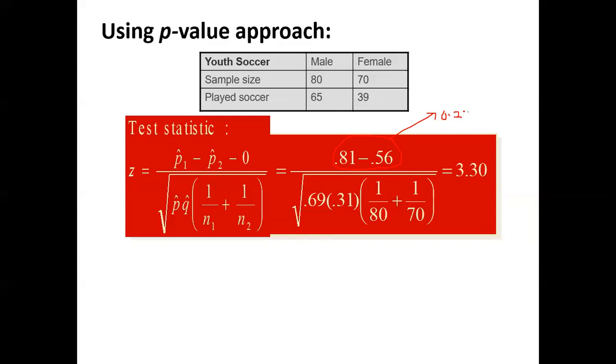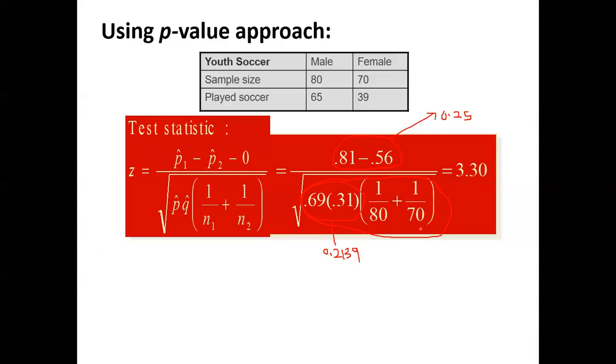You get 0.25. Then you will get the below value, that is 0.69 times 0.31, and then times with 1 divided by 80 plus 1 divided by 70. So first you will times the value of 0.69 with 0.31. Okay, then you will get the value 0.2139.